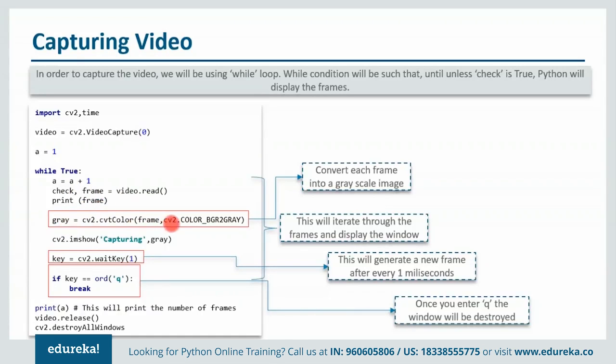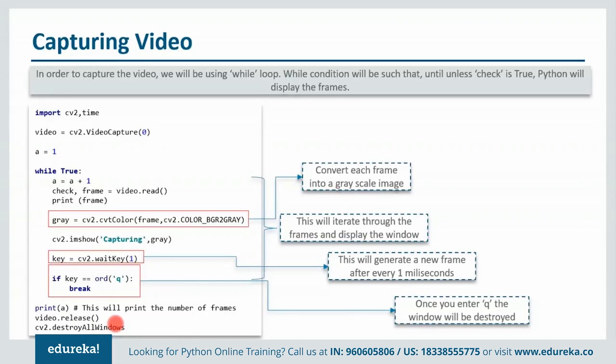And what I'm doing here is converting the frame, the image, into a grayscale image. Then I show that grayscale image, and I've given it a time of 1 millisecond. So this will generate a new frame after every 1 millisecond. It is nothing but a waitKey, and after every millisecond the frame will change. The moment I press Q, this break statement will come out of the loop and the window will close. Print a, this will print the number of frames that we have captured, and video.release, destroyAllWindows, right?